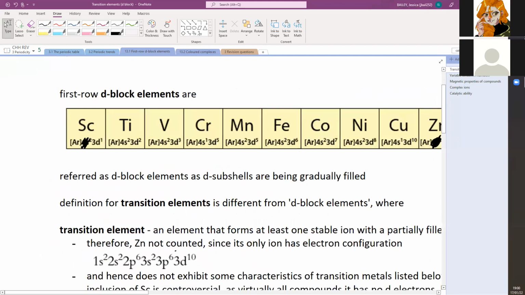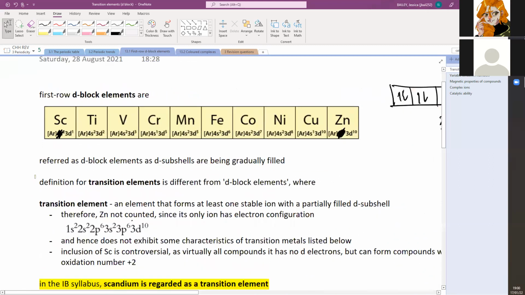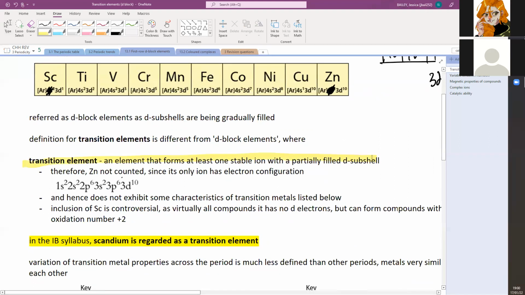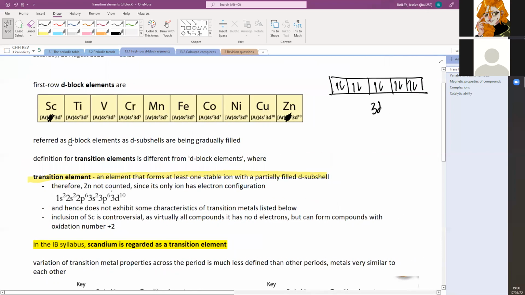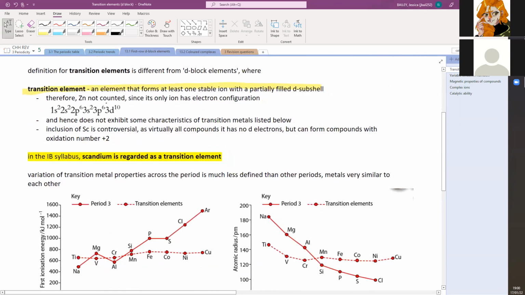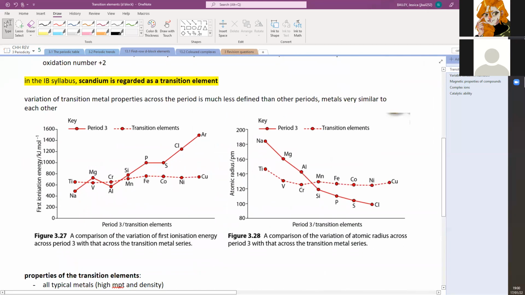So there's 1 electron in that subshell, and hence it's still counted as a transition element. The main thing I want you to remember here is the definition of a transition element. So 1 stable ion, partially filled D subshell counts as a transition element. Now, the IB doesn't care about transition elements and D block elements beyond the first row. So these are the ones that you'll have to get pretty familiar with.